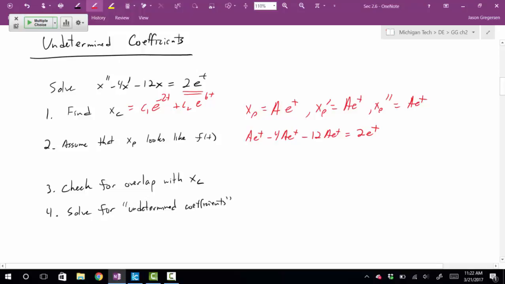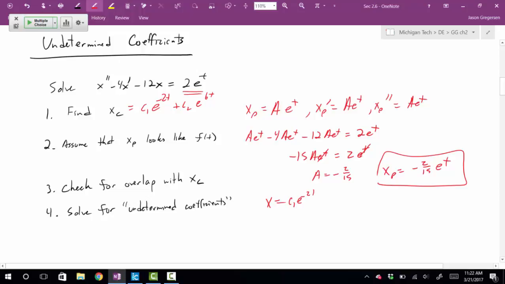Plug them in. Looks like I got a negative 15 of these guys over here. Maybe divide through by e to the t, divide through by negative 15, negative 2/15. Looks like xp is negative 2/15 e to the t. So that means my solution must be c1 e to the negative 2t, plus c2 e to the 6t, minus 2/15 e to the t. How's that?